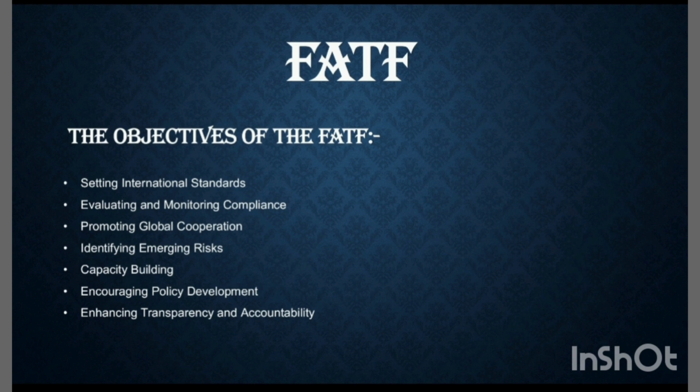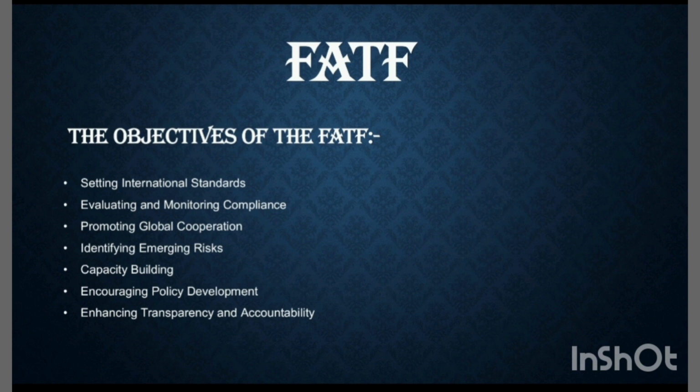So the first objective is setting international standards. One of the primary objectives of the FATF is to set international standards and policies to combat money laundering and terrorist financing. These standards, known as the FATF recommendations, provide guidance to countries on implementing effective measures to address these threats.